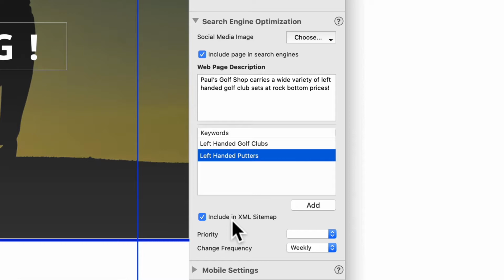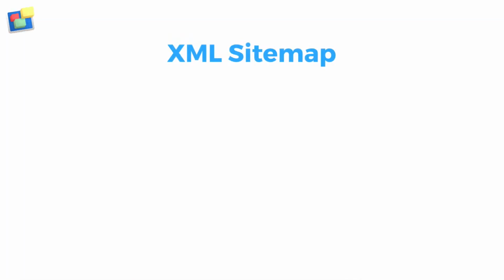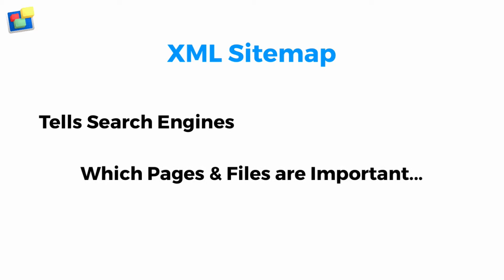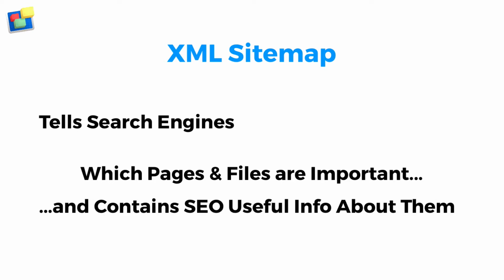EverWeb SEO Power Up will create an XML sitemap file for your website. An XML sitemap tells Google or other search engines which pages and files you think are important in your site, and also provides information useful to SEO about such files and pages. For example, when the page was last updated or how often the page is changed.